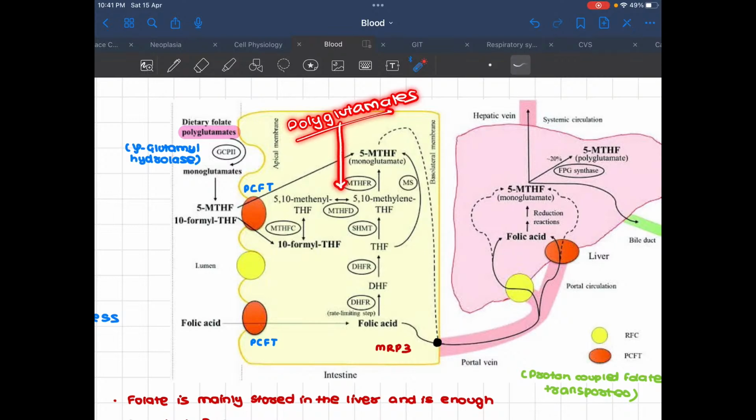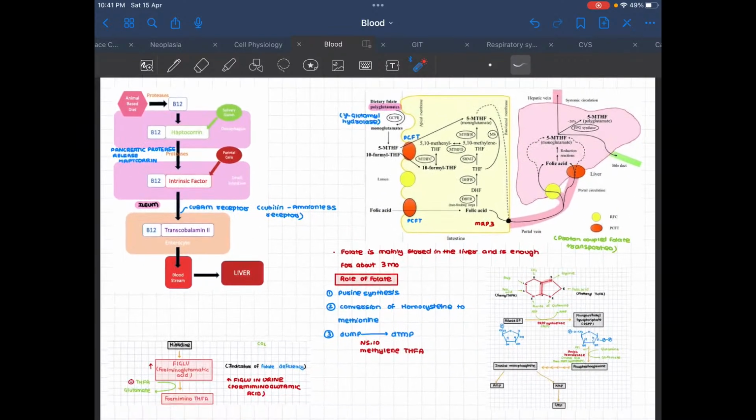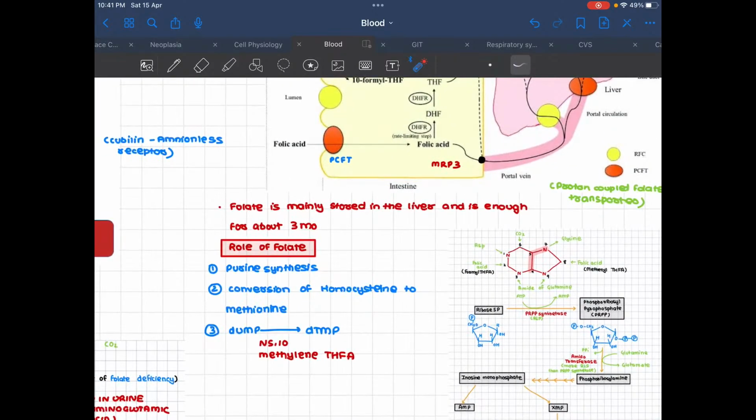And by the conversion by this enzyme known as gamma glutamyl hydroxylase, okay, it's going to convert itself into monoglutamates, and that can be transported inside the enterocyte via this transporter, that is proton coupled folate transporter. So proton coupled folate transporter, and that's again going to go into the liver. Okay, so this is about that only. And just remember, folate is mainly stored in the liver and is enough for about 3 months. So whatever are the manifestation of folate deficiency, it will take some time to appear.